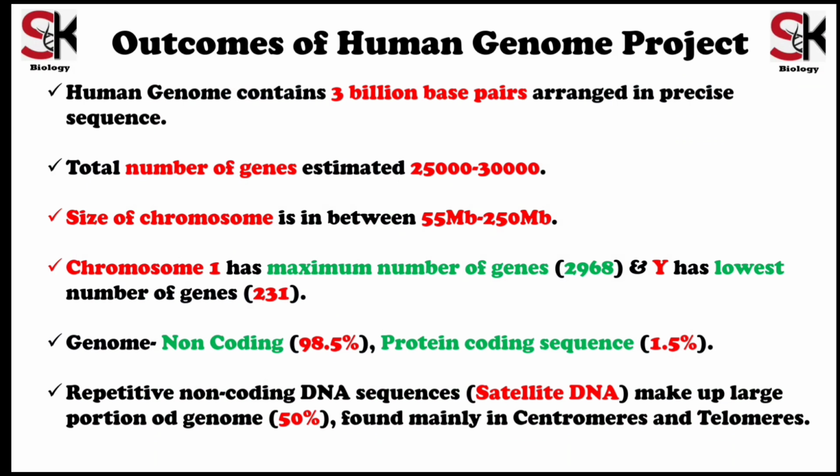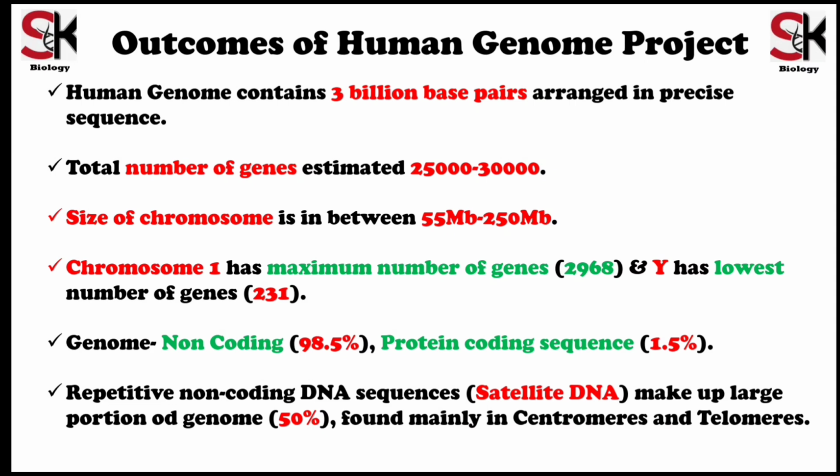Human genome is divided into two parts. Non-coding region is 98.5% and coding region is 1.5%. Genome contains a large portion of repetitive non-coding DNA sequences called satellite DNA, which is around 50%. It is mainly found in centromere and telomere.